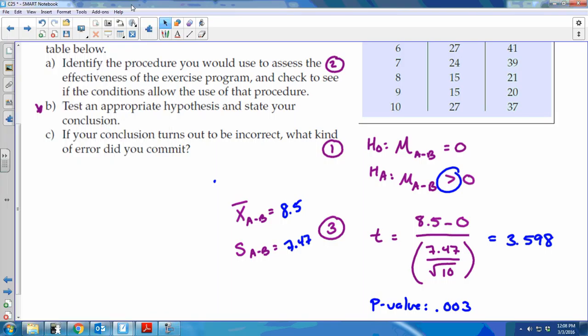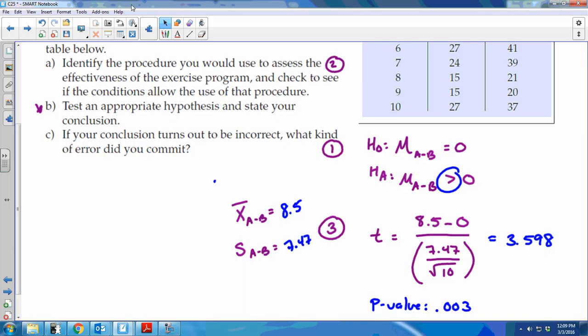So now we're going to make a conclusion. Is our p-value high or low? Low. And so if it's low, what do we do? Reject. So we reject the null hypothesis. So if we reject the null hypothesis, that means there's evidence of what? That job satisfaction increased after the implementation of the exercise program. Right? So it was low, we rejected it.